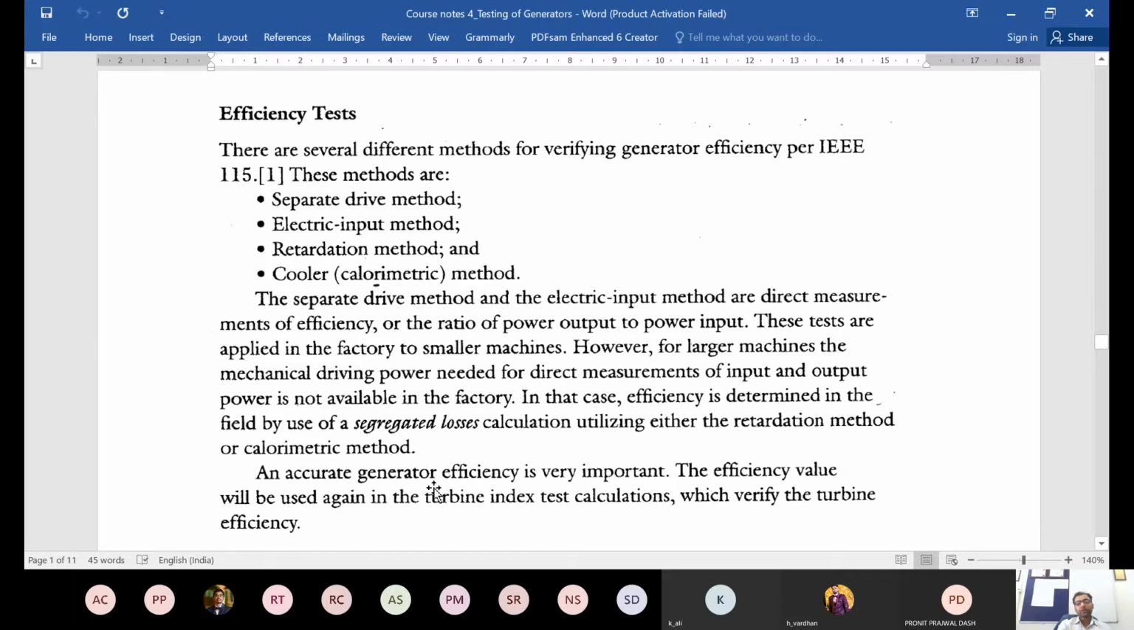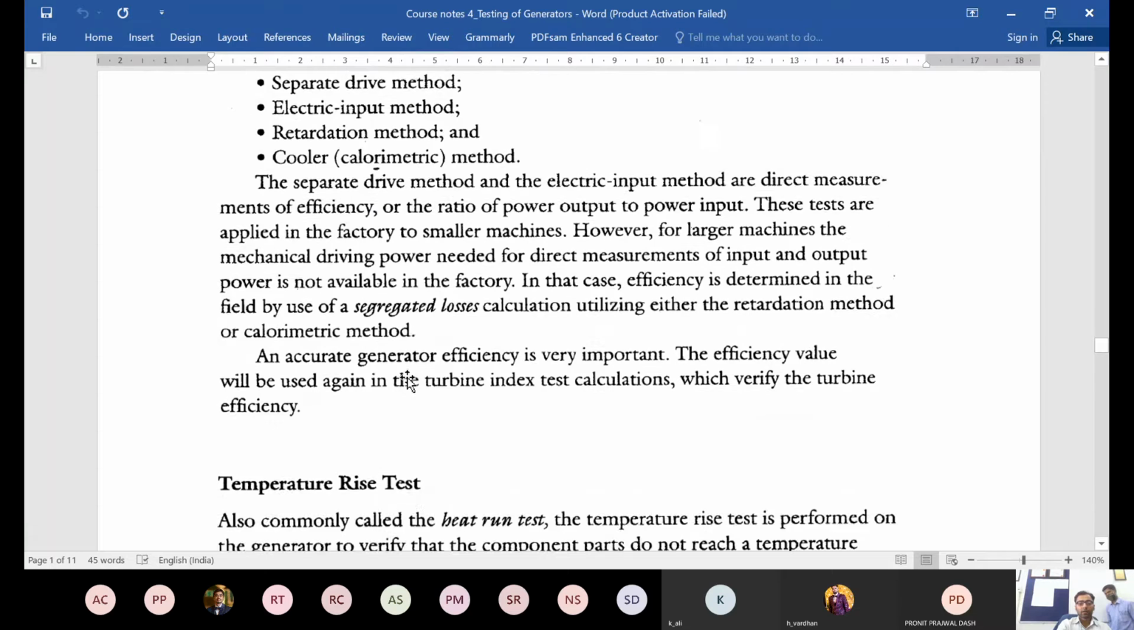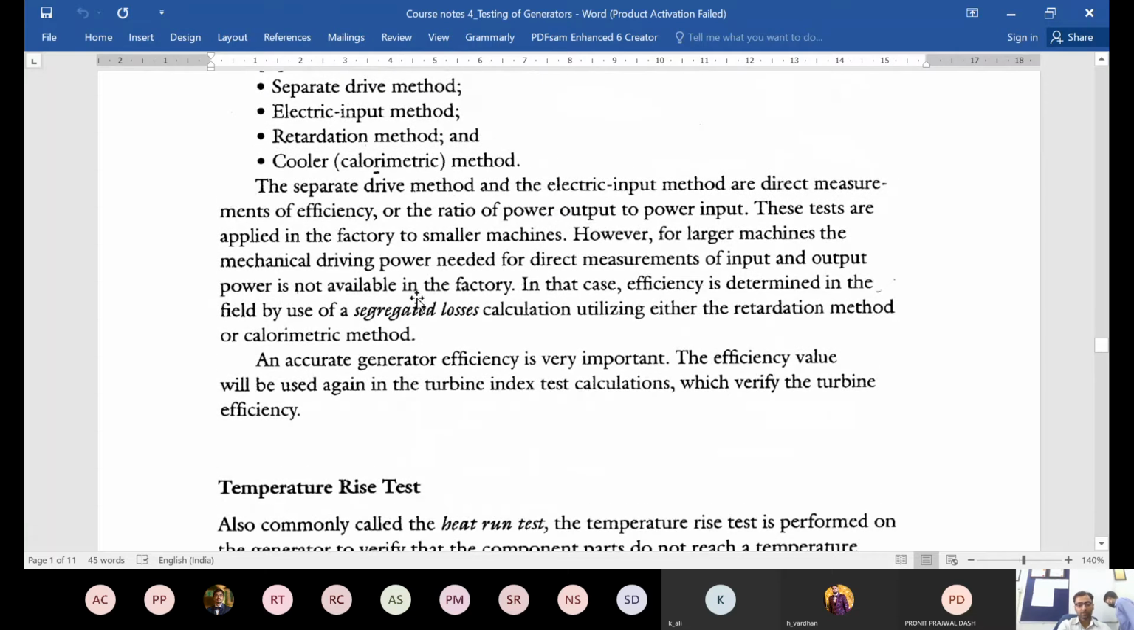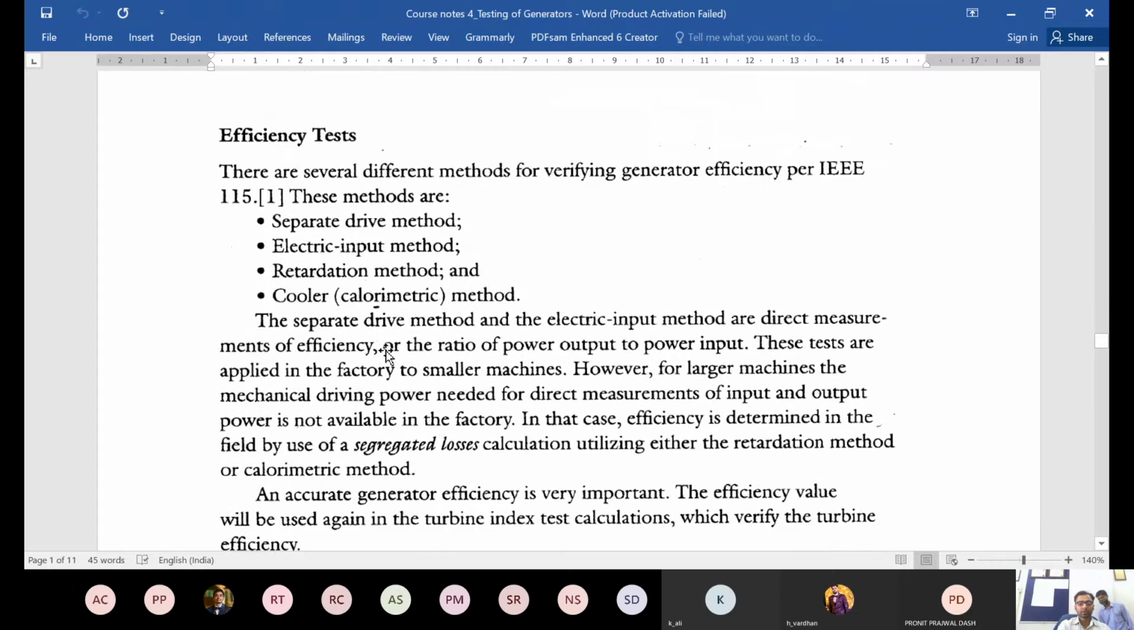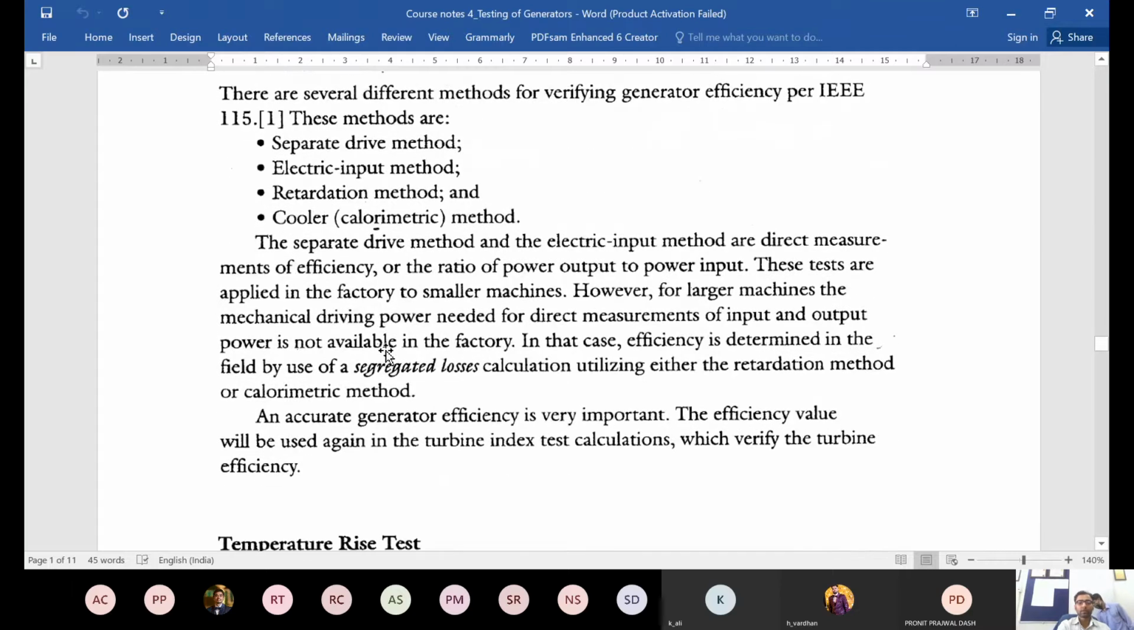And an accurate generator efficiency is very important. The efficiency value will be used again in the turbine index test calculations, which verify the turbine efficiency, because it's a coupled system. If you have an accurate efficiency of the generator, only then can you evaluate the turbine efficiency accurately. So these tests are there, and once we discuss the temperature rise test, I will discuss this. I'm planning to give this as an assignment.